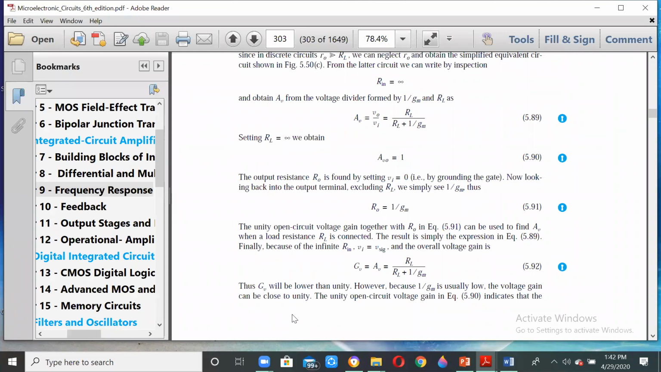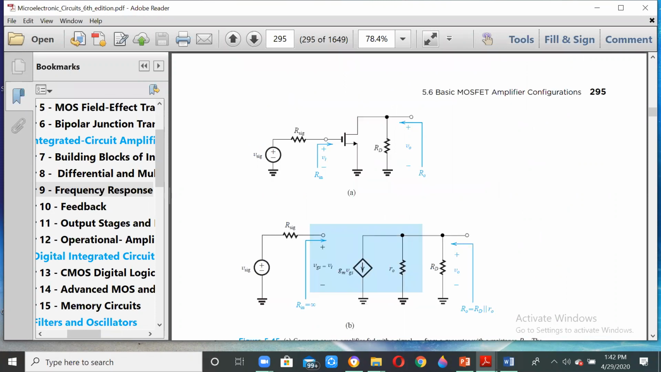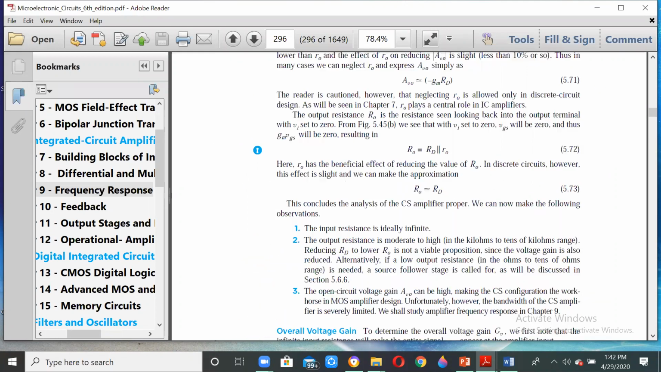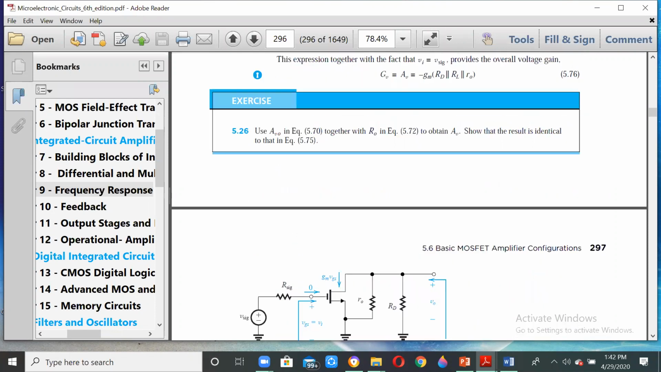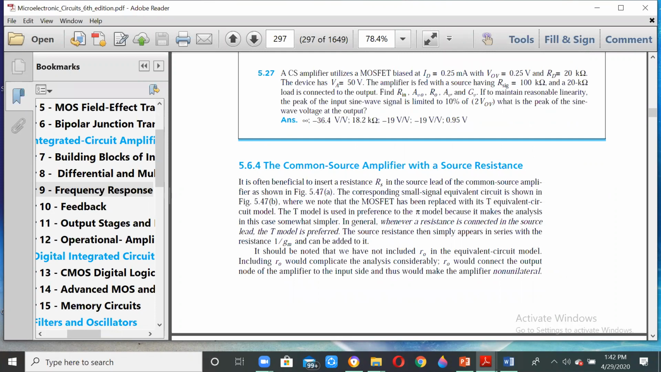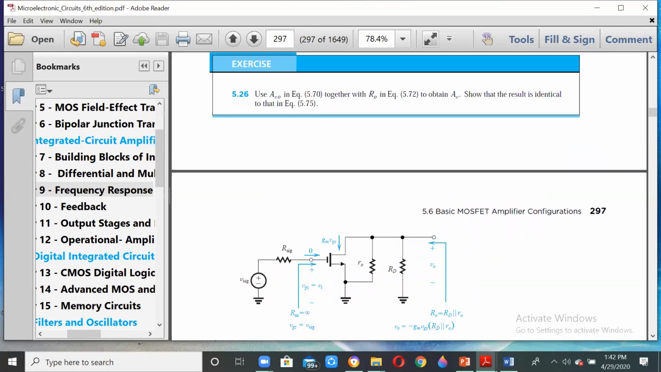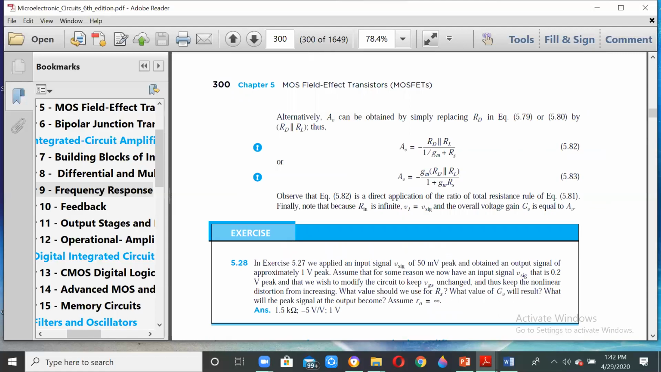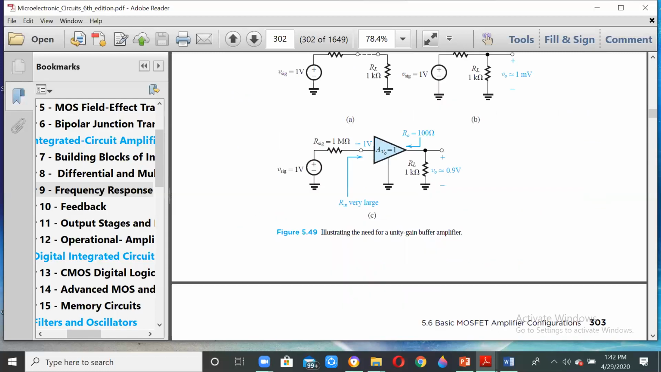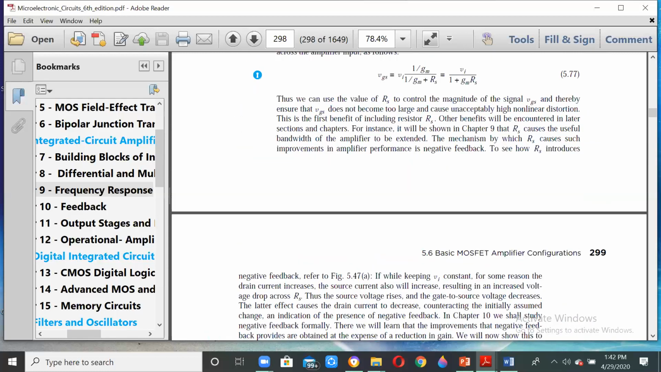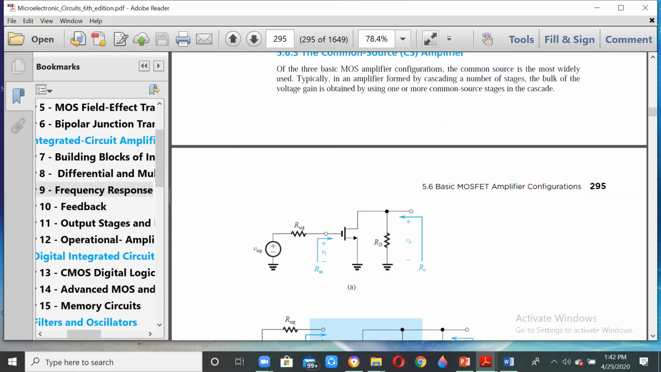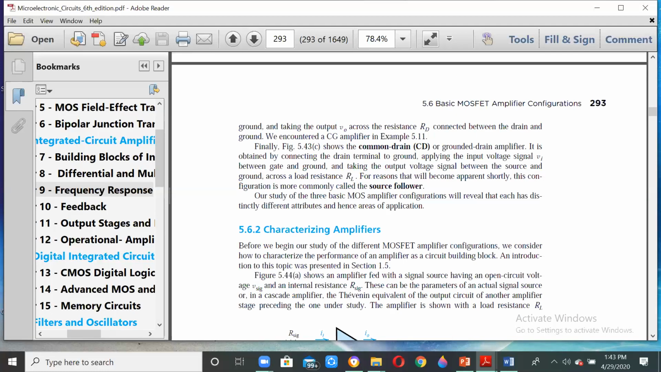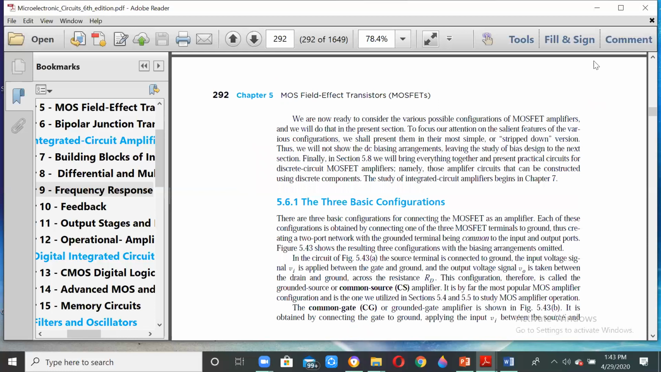Page 295. I hope it is 95. It doesn't seem to be okay. What is the question? I'm confused here.